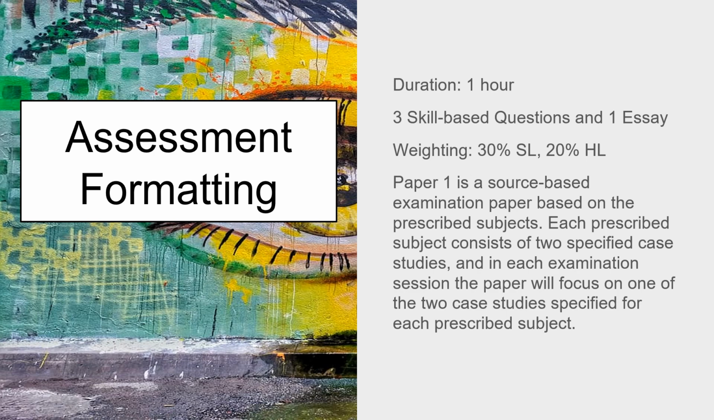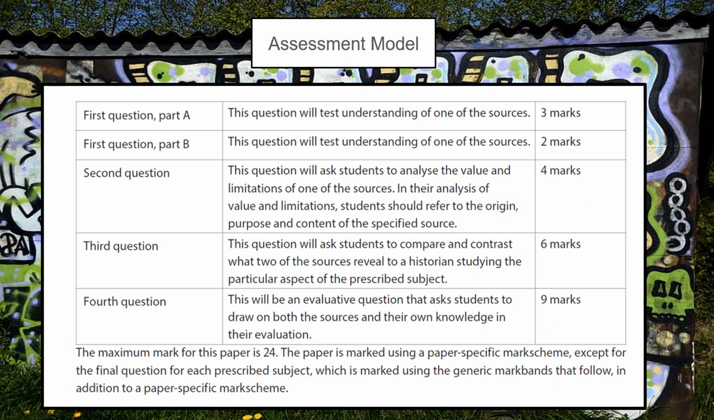Paper 1 is source-based, and so the first 3 questions are skill-based. They're going to ask you to do something, do it, and then there's 1 essay. Here is the assessment model. There will be no surprises. This is how it will be.